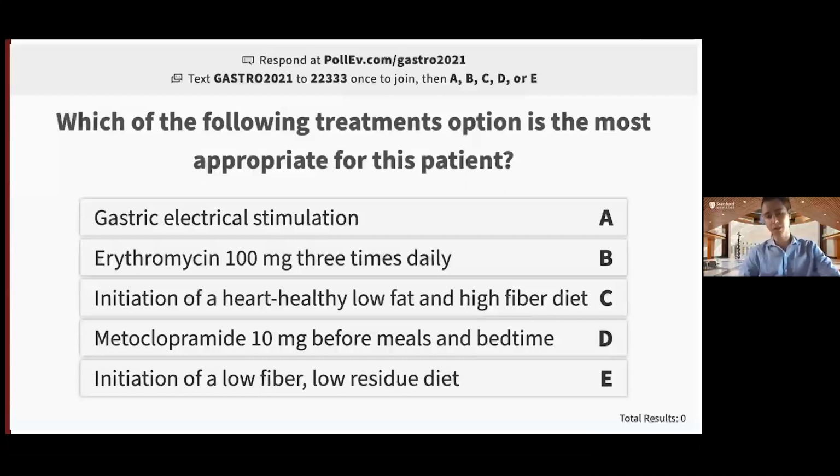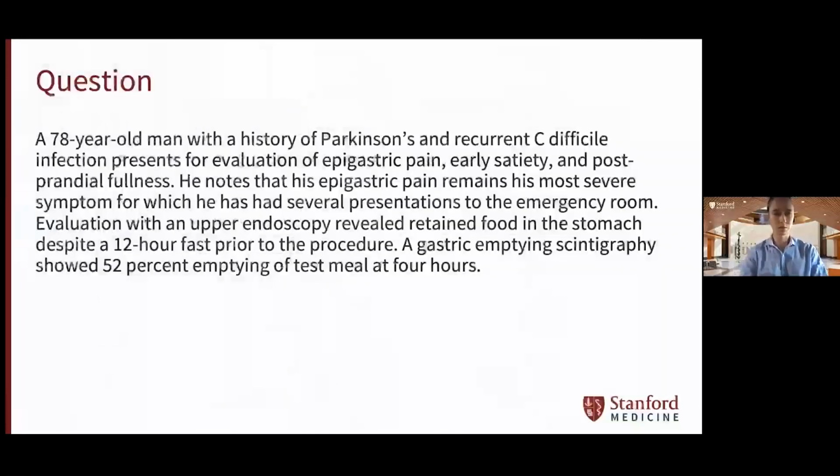A, gastric electric stimulation. B, erythromycin, 100 milligrams 3 times daily. C, initiation of a heart-healthy, low-fat, high-fiber diet. D, metoclopramide 10 milligrams before meals and bedtime. Or E, initiation of a low-fiber, low-residue diet. So we can go back to the question stem and we can enter our responses on the poll app.